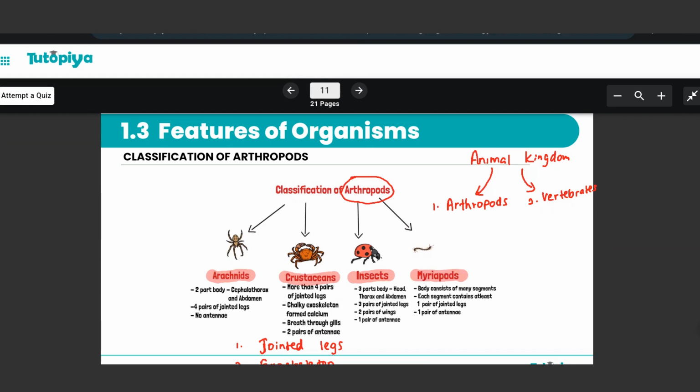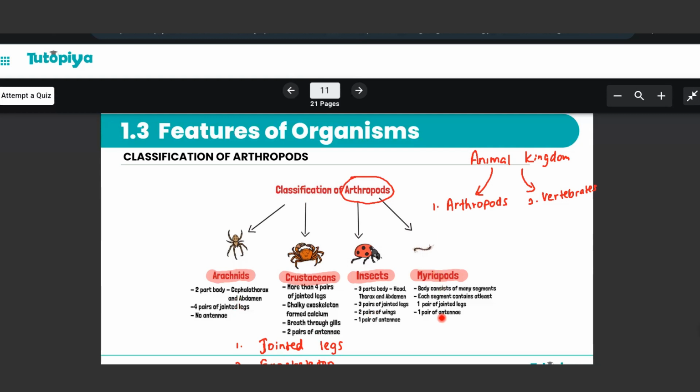So when we talk about the arachnids, basically this includes animals such as spiders and scorpions and so on. Then crustaceans include animals such as crabs, lobsters, etc. Insects include animals such as the ladybug, ants, flies, mosquitoes, butterflies, and so on. And the myriapods include animals such as the centipede and the millipede. So basically, we're going to be taking a look at the main features of these groups.